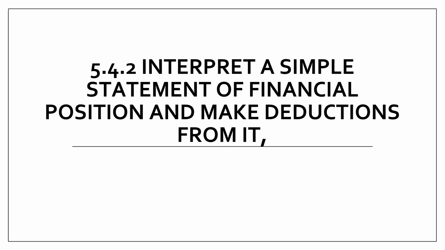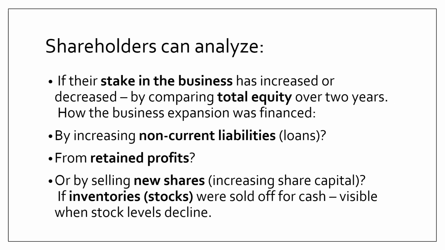Interpret a simple statement of financial position and make deductions from it. Let us understand how shareholders can use the financial statements and what they can analyze about the business. They can analyze if their stake in the business has increased or decreased by comparing total equity over 2 years, and how the business expansion was financed, by increasing non-current liabilities, from retained profits, or by selling new shares.